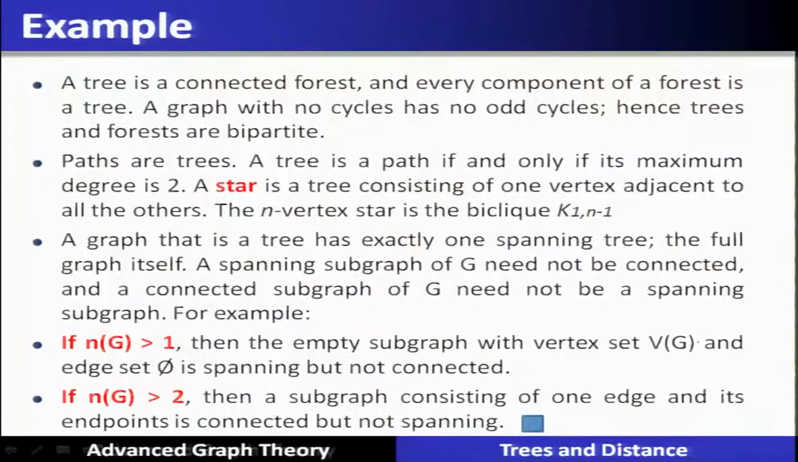Now, a tree is a connected forest. This particular definition I have already given you, and every component of a forest is a tree, that also I have stated. So, a graph with no cycles has no odd cycle, hence trees and forests are bipartite graphs. Bipartite graphs are characterized by the property that they do not have any odd cycle. Since trees do not have any cycle, they do not have an odd cycle, hence trees and forests are bipartite graphs.